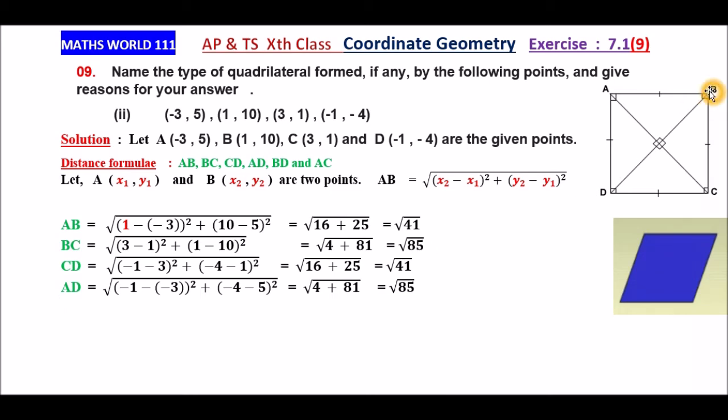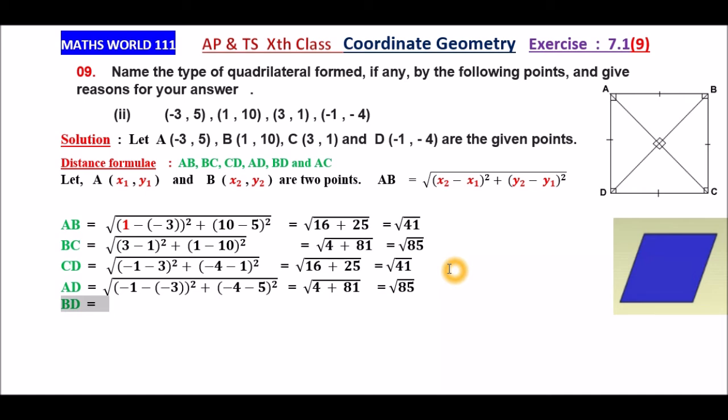Now find the first diagonal, BD. BD is nothing but the distance between the points B and D, where B is (1, 10), x1, y1. x1 is equal to 1 and y1 is equal to 10. D is the second point, (-1, -4), so x2 is equal to -1 and y2 is equal to -4. So simply substitute these values in the formula, we get BD.